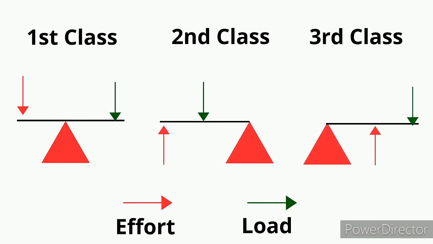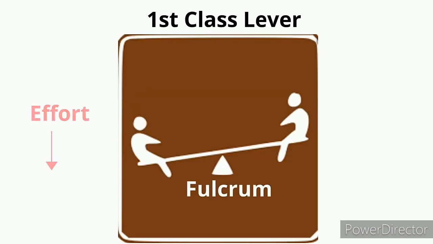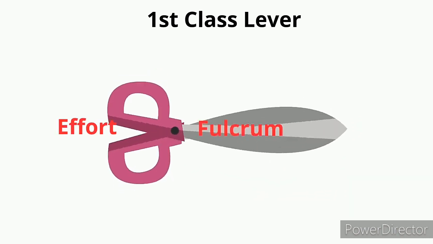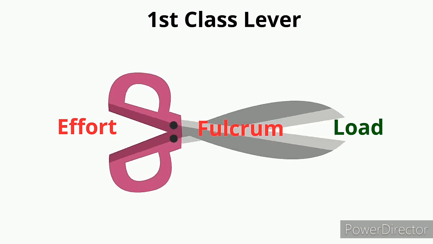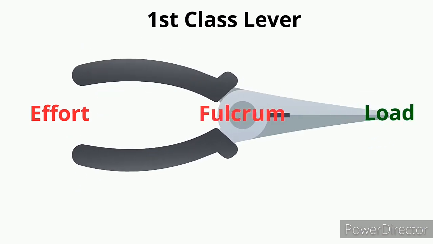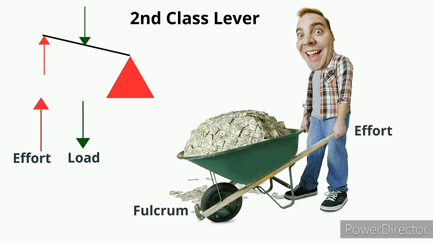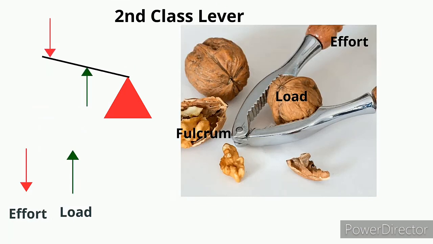With a first class lever, the fulcrum is in the middle and the force is on one side and the load is on the opposite end, much like this seesaw. Other examples include scissors. Here's the force, the fulcrum, and the load, and pliers. Second class levers have the load between the force and the fulcrum. For example, with this wheelbarrow, here's the force, the fulcrum, and the load. A nutcracker is an example, and a stapler.